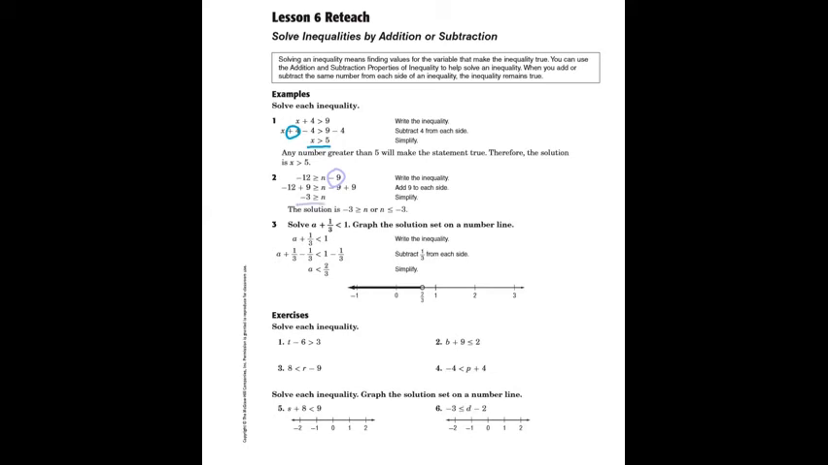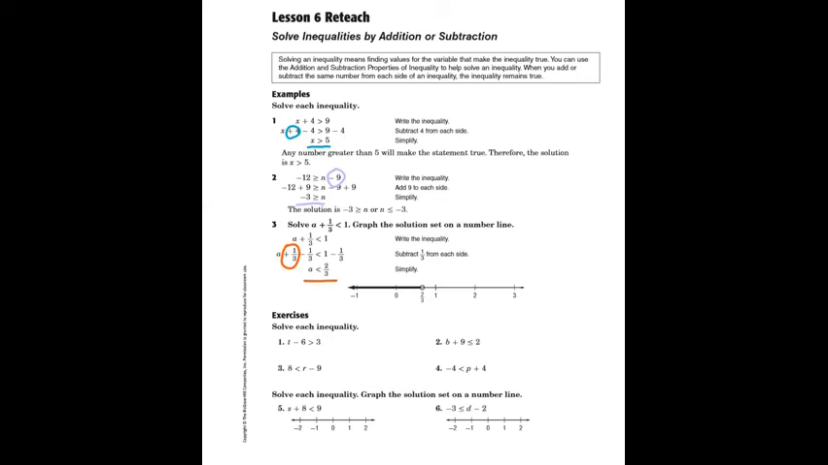Let's look at example 3. In example 3, we're also going to graph. Solve a plus 1/3 is less than 1. Graph the solution set on a number line. Circle the part we're changing. Circle plus 1/3. The opposite of plus 1/3 is minus 1/3. 1 minus 1/3 is 2/3. Bring down your variable a, and instead of an equal sign, we're going to put the less than symbol in between.